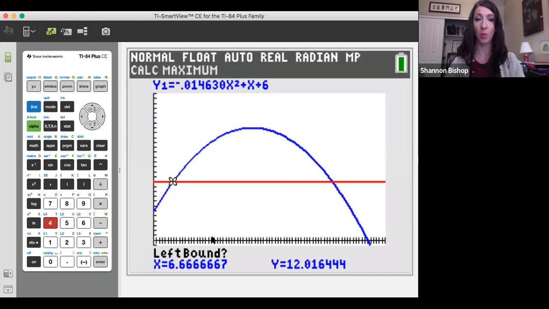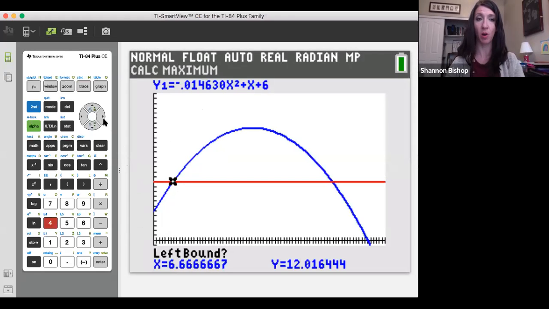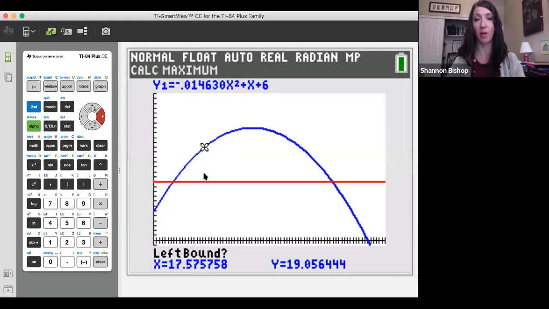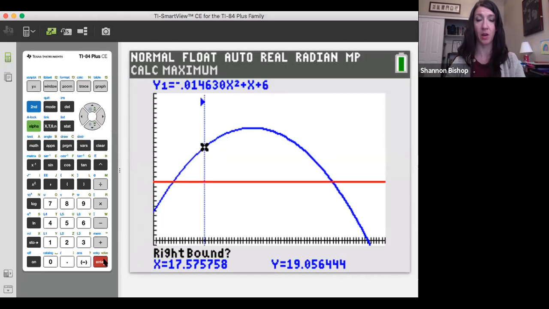And then your prompts are going to say left bound. All that means is you have to make sure that your blinker is somewhere on the left-hand side of the curve. And as long as it is, then you're good. Just hit enter. Then it's going to say right bound. And you can't just ignore it. You have to actually use your arrows and swing the blinker on the right side of the parabola. How far to the right? Doesn't matter. Just swing it over there so you're positive you're on the right-hand side, then hit enter.